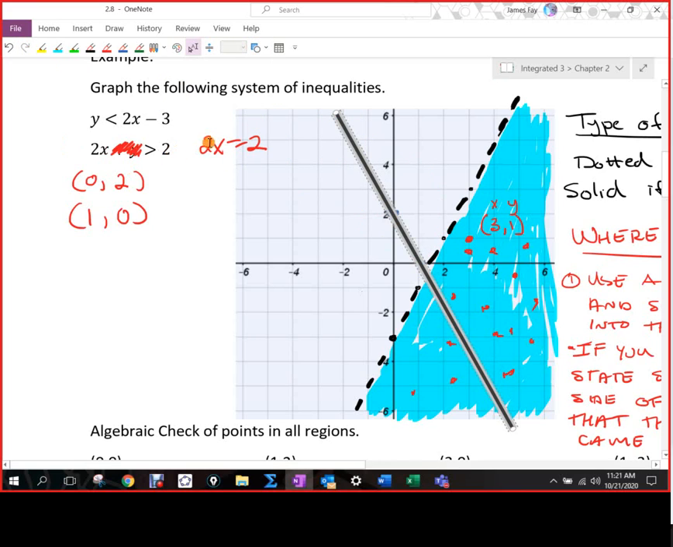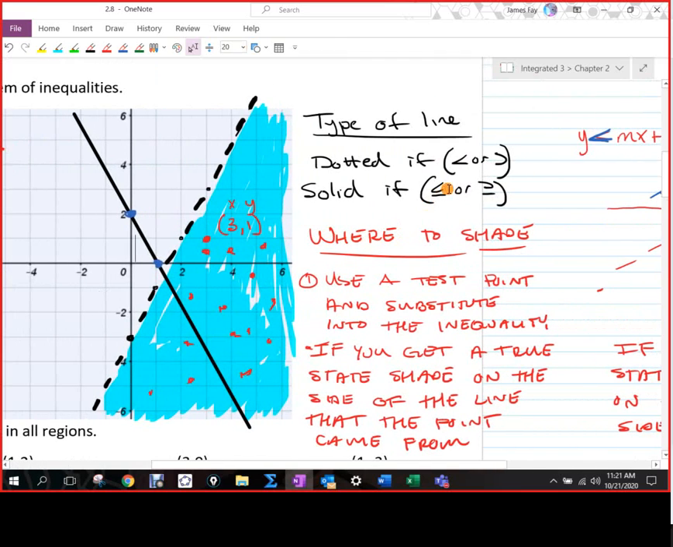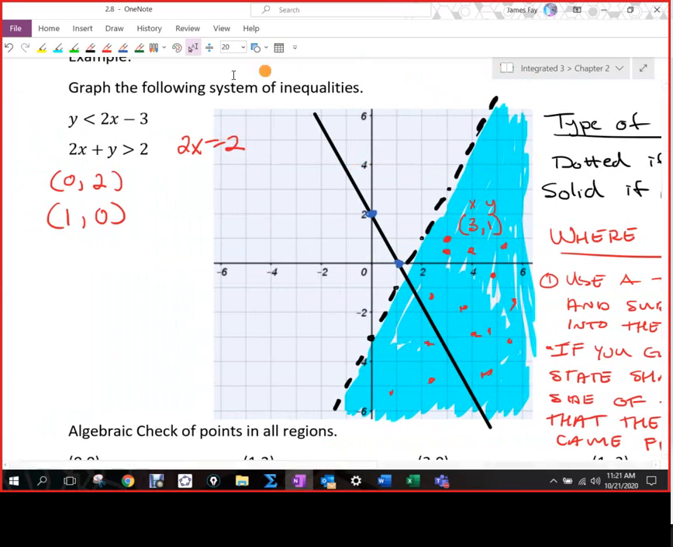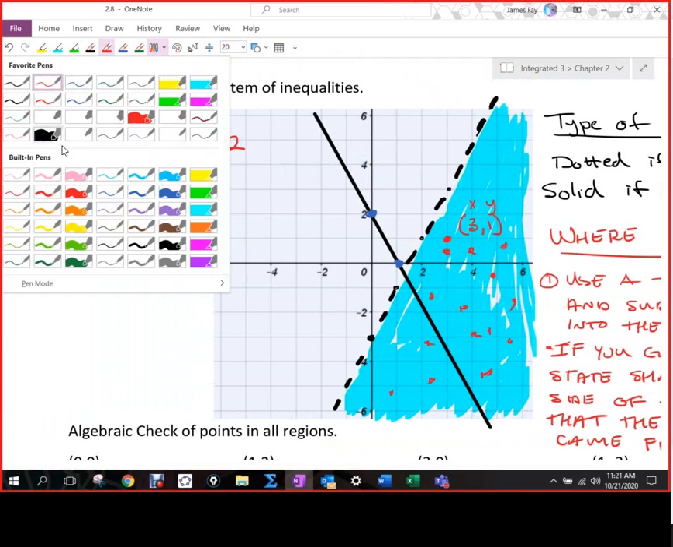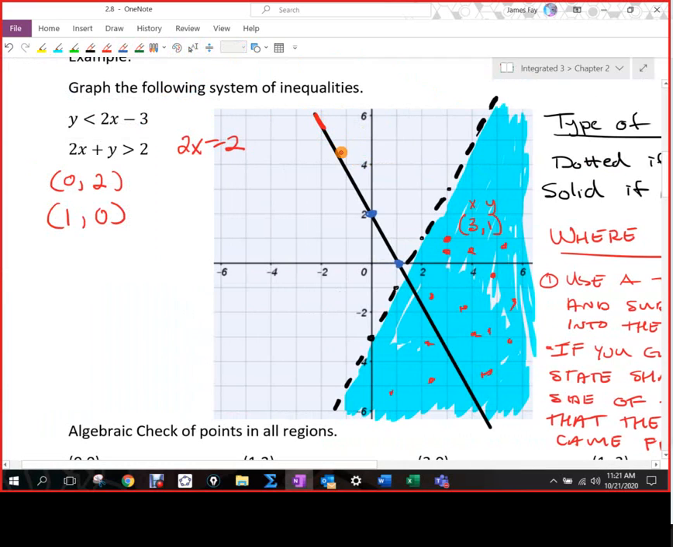All right, and because now it is a greater than symbol, our rule here said if it's greater than, then you have to use a dotted line. So again, I'm going to go back to a dotted line. Do this in red here. So we got our dotted line.